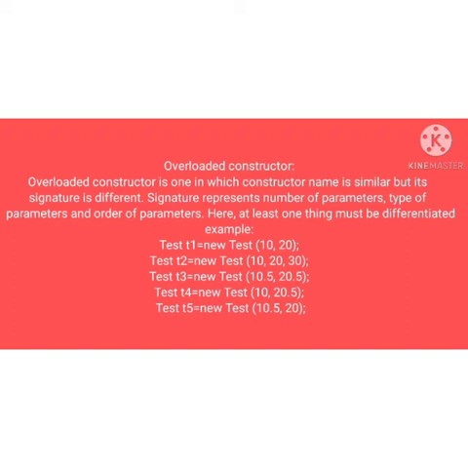An overloaded constructor is one in which the constructor name is similar but its signature is different. Signature represents the number of parameters, type of parameters, and order of parameters. Here at least one thing must be different. Example: Test t1 = new Test(10, 20). Test t2 = new Test(10, 20, 30). Test t3 = new Test(10.5, 20.5). Test t4 = new Test(10, 20.5). And next, another object with Test(10, 20.5).